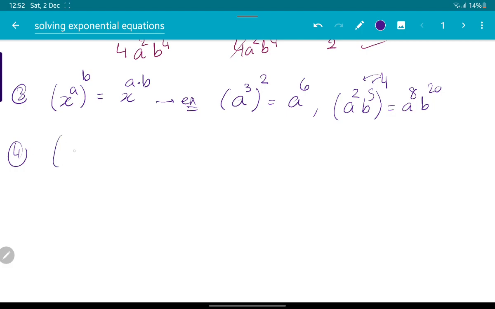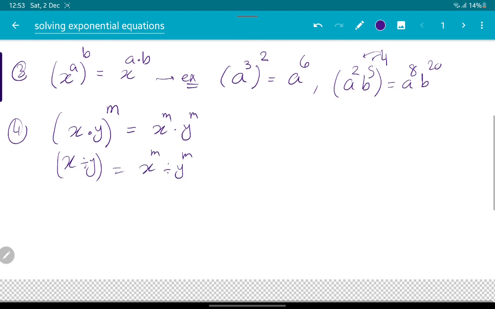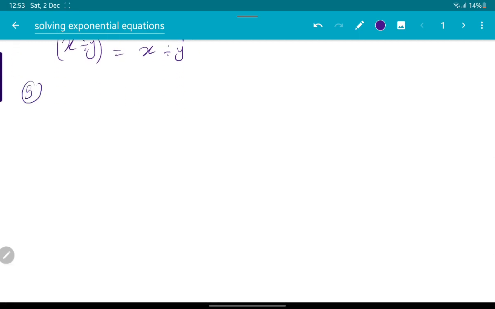So in the next property, if we have x multiplied by y, or x divided by y raised to power m, for example, this will be x power m multiplied by y power m. If it's divided, this will be x power m divided by y power m.